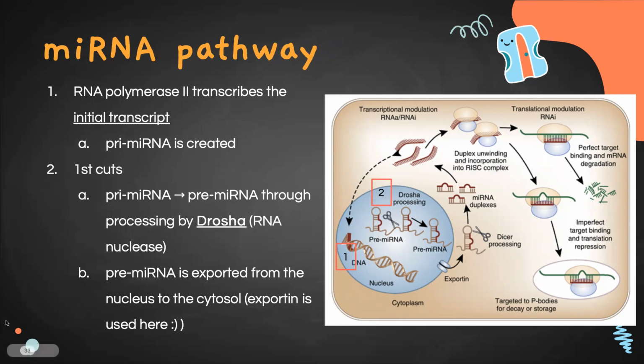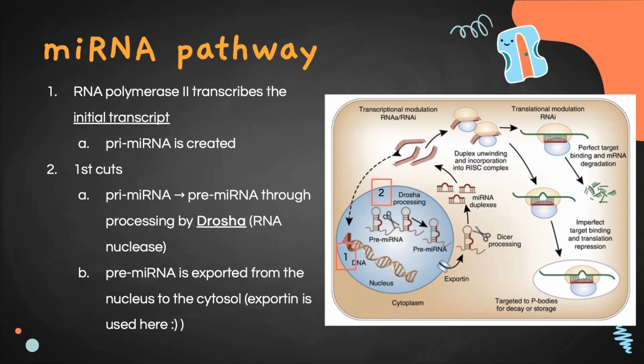So we're looking at step 1 here, where RNA polymerase II will transcribe the initial transcript. This is the pri-miRNA, and this is not yet pre-miRNA. Then in step 2, the first cuts are made by Drosha. Drosha is an RNA nuclease, and a nuclease is an enzyme that can cut nucleotides. So it's cut into pre-miRNAs. Then the pre-miRNA is exported from the nucleus to the cytosol, using Exportin, which we discussed last week in the nuclear export sequence.